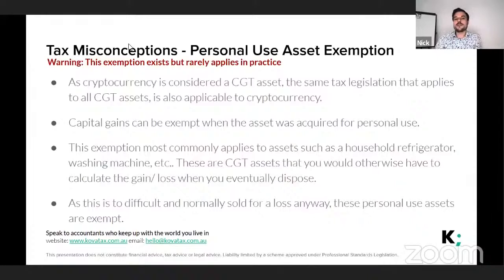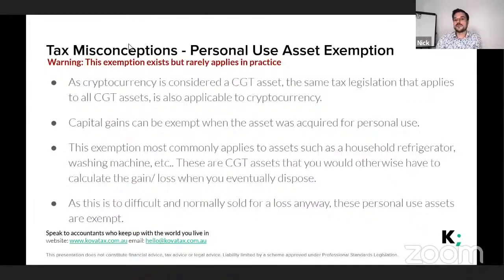An important side effect from this, it's not like intentional or not intentional, it just exists. It's called the personal use asset exemption. If you have a CGT asset, that's a personal use asset. That's an asset that you use for your own personal use. It's not used in business. It's not used in investment. It's not used for any income producing activity. It's for your personal use.